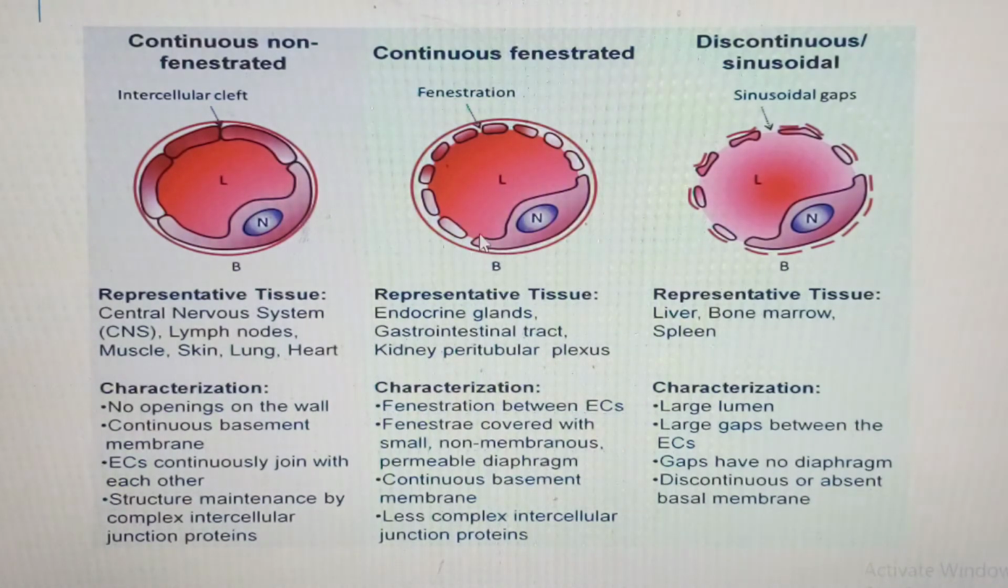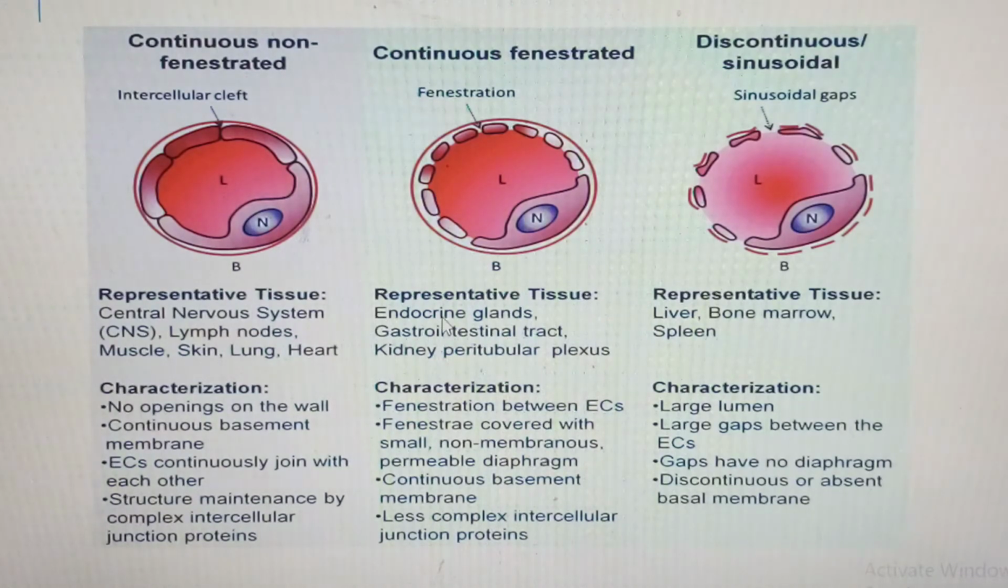So it may have diaphragms or it may not have diaphragms. Okay, so that's what we see. And then the basal lamina is actually continuous. That's a key point that we have to know. Then there's less complex intercellular junction proteins, because in between the cells you can have a lot of these gaps.